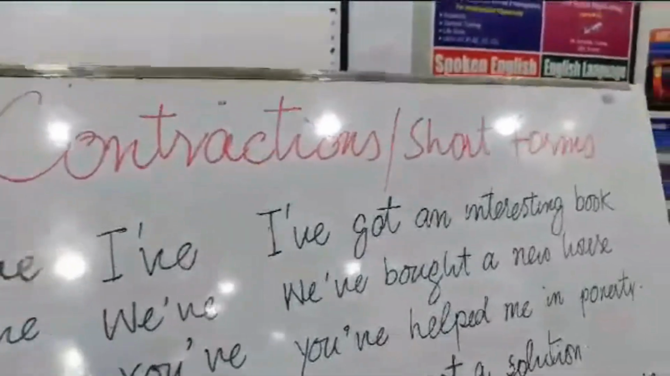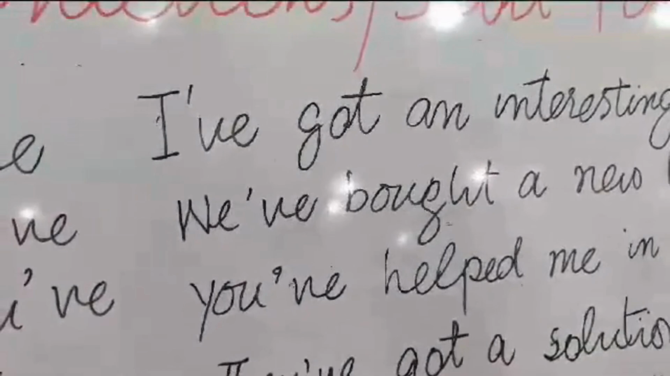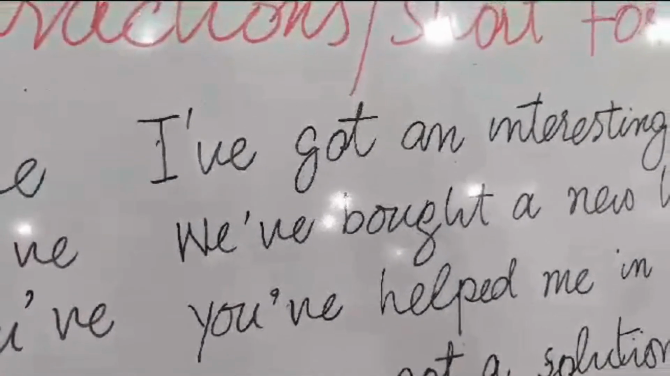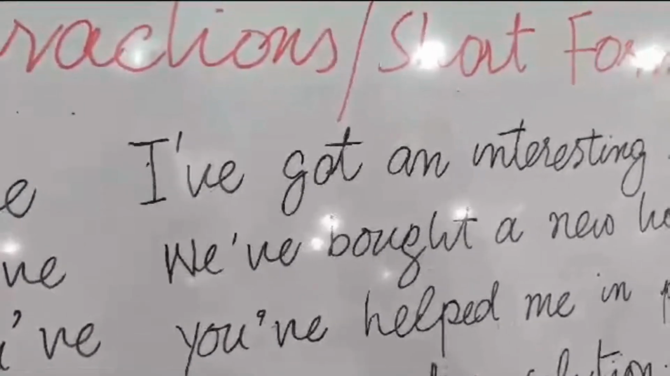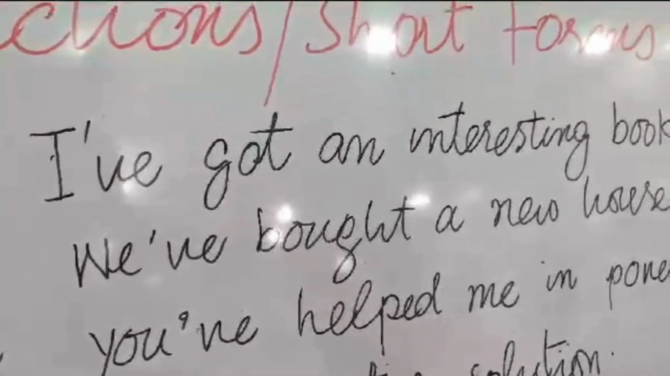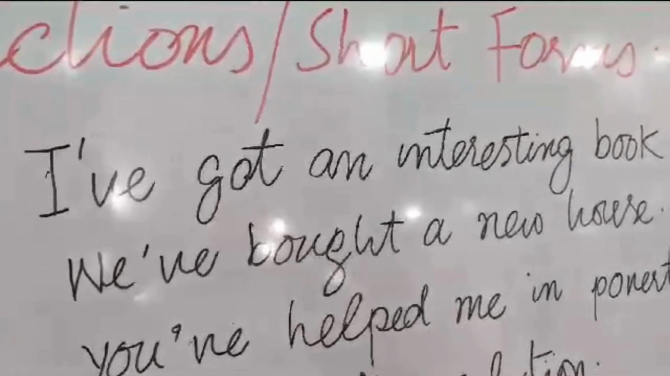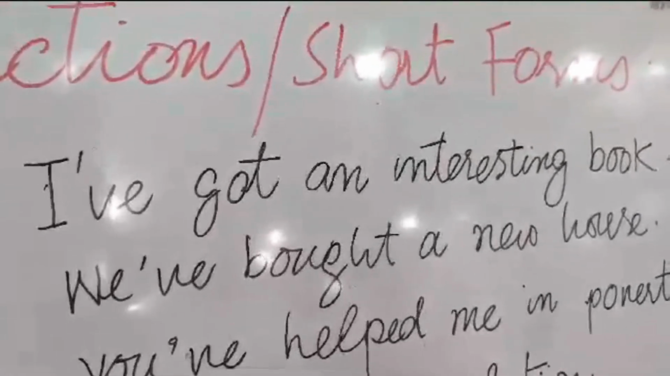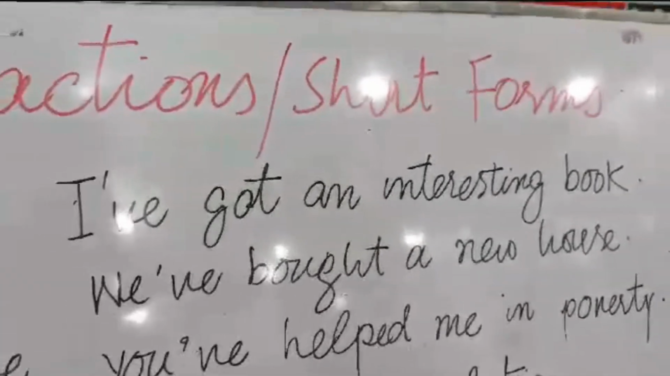I've got an interesting book. When you say an interesting book, I have got is contracted once again, I've got. Then you link the words: the T with the A, and the N with the I, so all three words come together. I've got an interesting book. I have a interesting book. Okay, so I have given the sentence of possession.